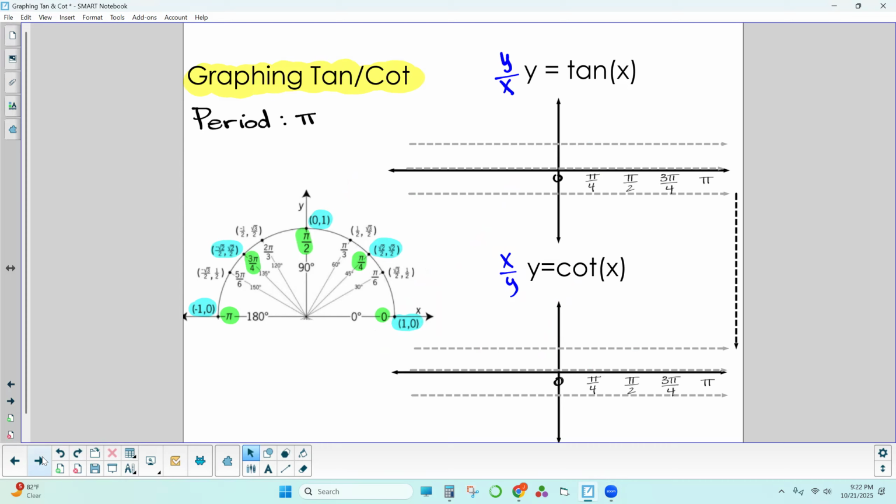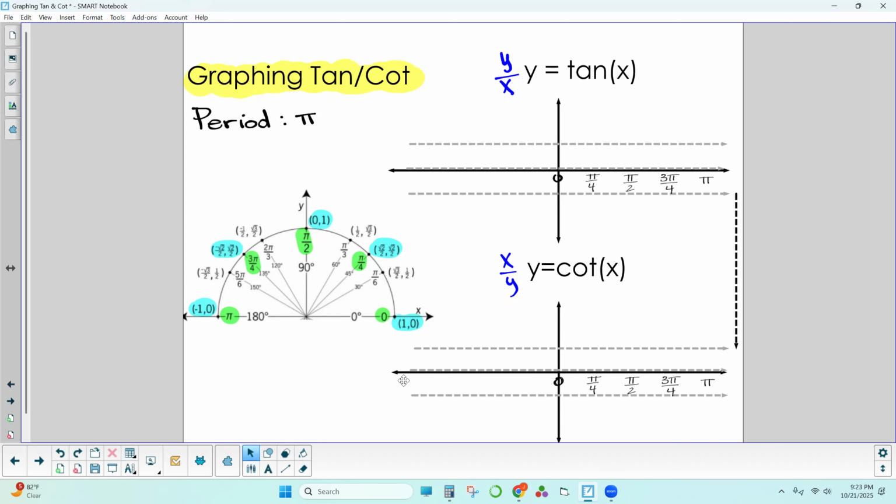Now, if you look at the unit circle here, you will notice that tangent, y over x, at 0 radians is 0. Then as we move to pi over 2, it's undefined. And then as we move to pi, it's back to 0. This repeats every 180 degrees versus 360 degrees. So the period is not 2 pi, it is pi.